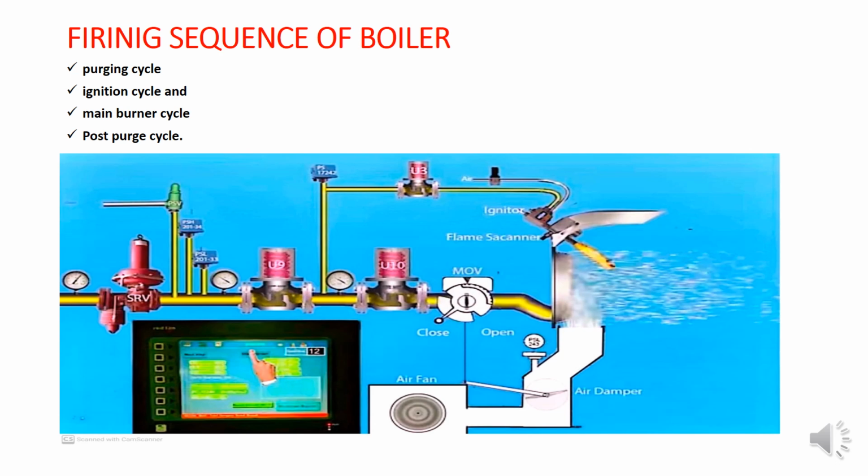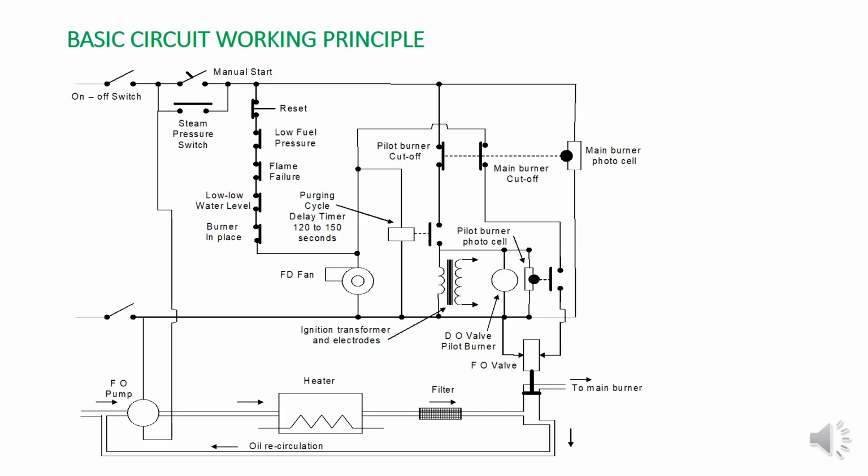So how this happens, we will discuss by using the electrical circuit diagram. So always keep your attention here. It's very important to know how the firing sequences happen inside the boiler. Okay, so this is the control supply switch. This is the two pole, one pole is here and the other pole is here.